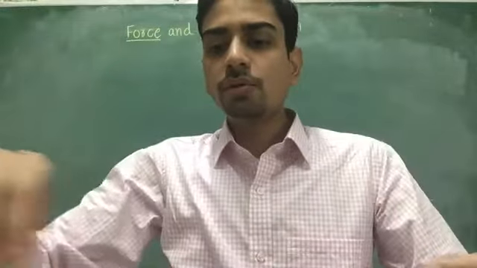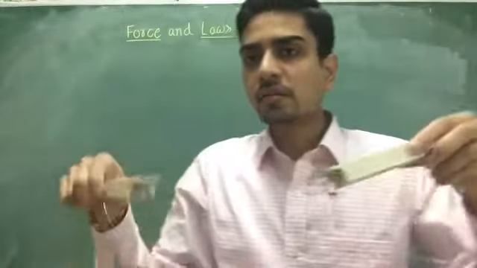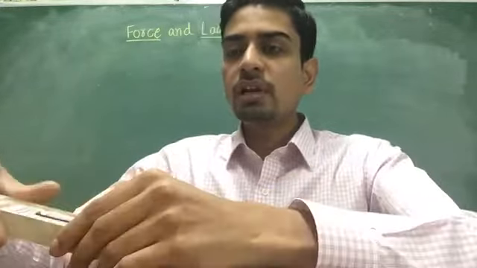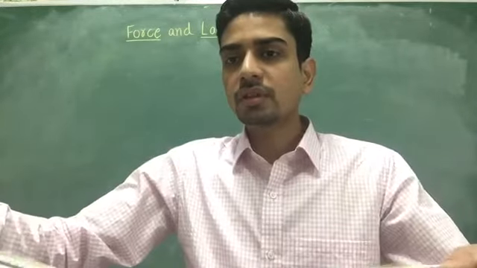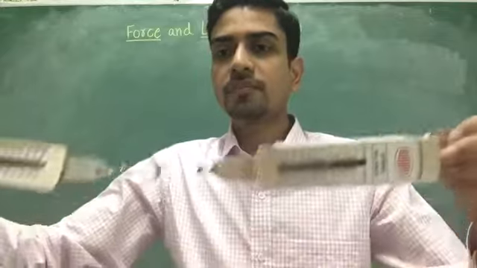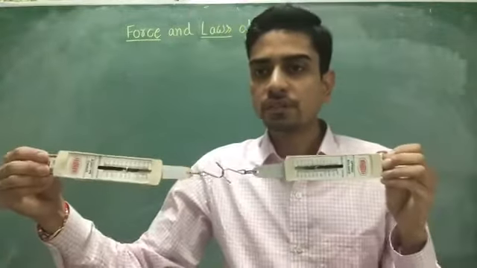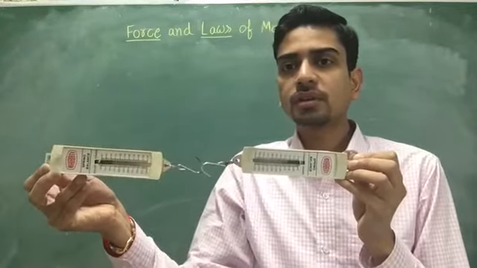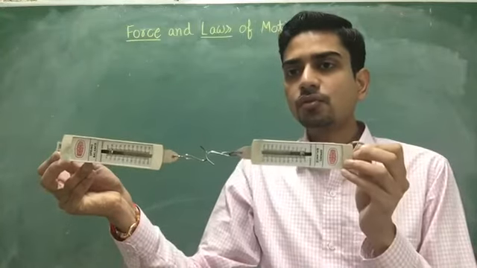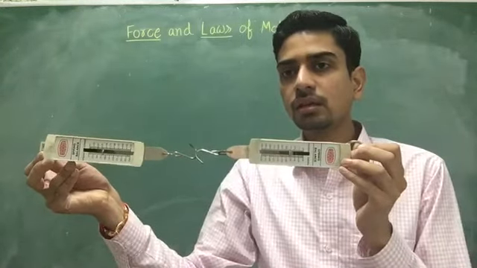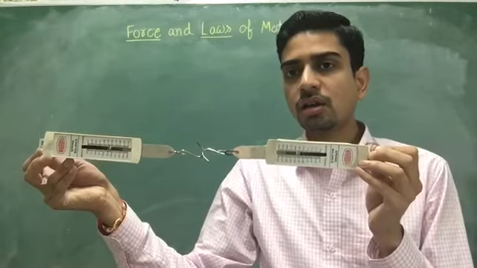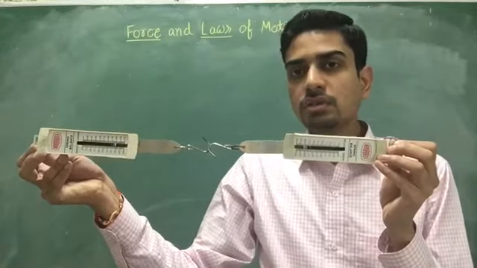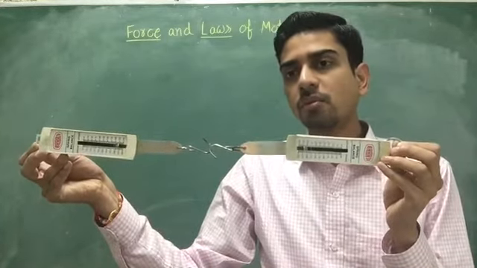So what we are doing in this, we are taking two spring balances and we will study what happens when one applies force on another. One end we tie to a wall or some rigid support like this. Initially you can see the value is 0 on both sides. As long as A applies force on B, you can see the readings on both scales. The readings are exactly equal and opposite. It means the force A applies on B, B also applies equal and opposite force on A.